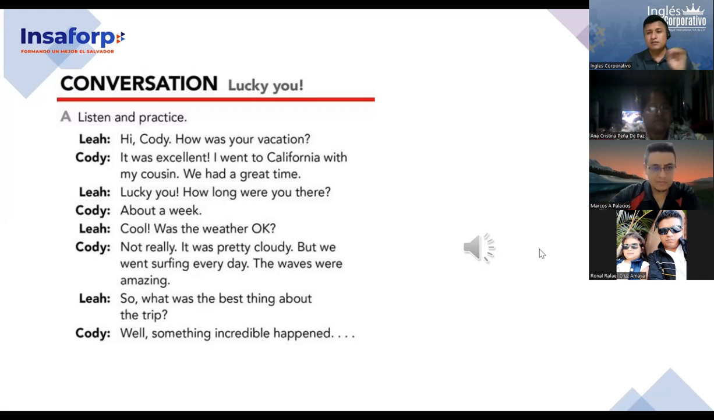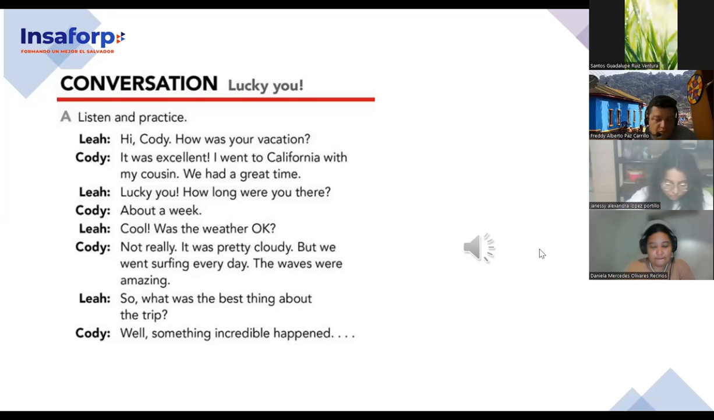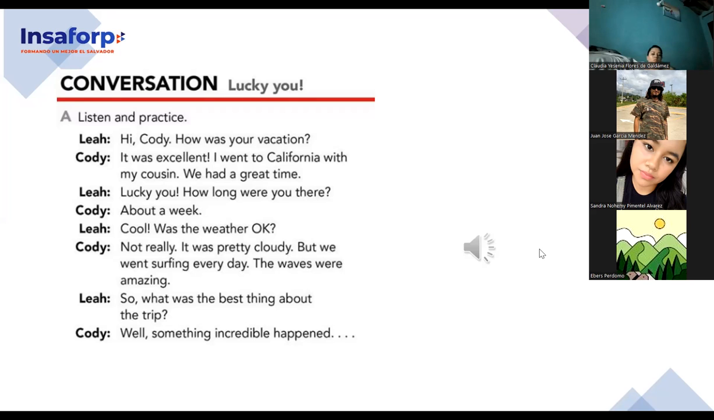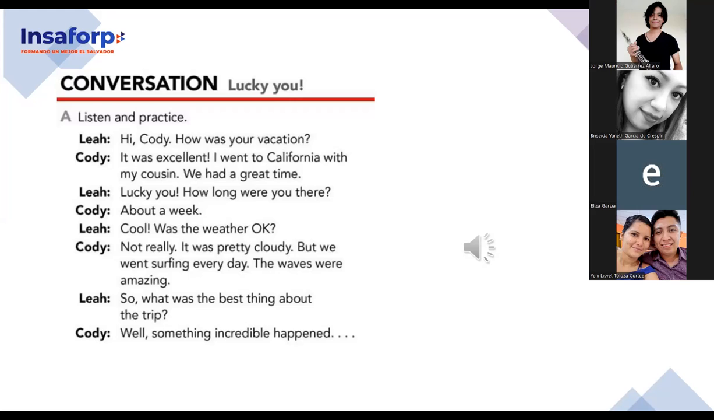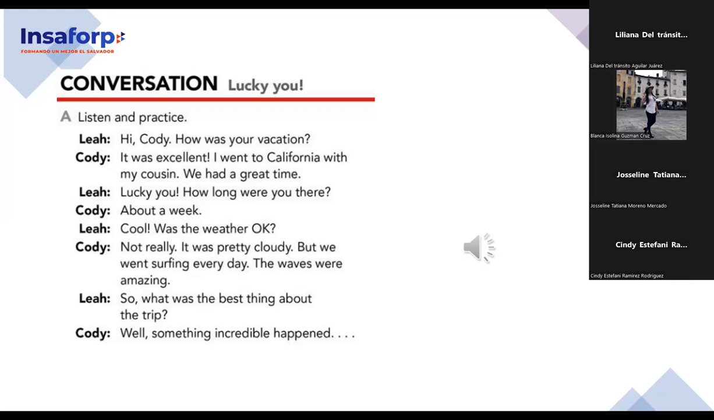Okay. Save the conversation, please. Guarda la conversación. And send a picture on WhatsApp group. Please do it. Voy a abrir los breakout rooms so you can practice with your partners. Do me that favor and send the conversation on WhatsApp group so you can have it. And I will open the breakout rooms so you can practice with your partner at this conversation.